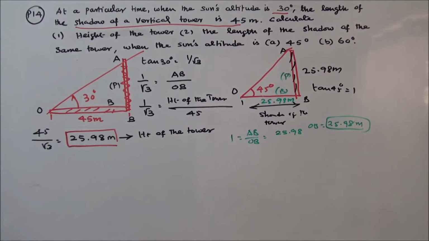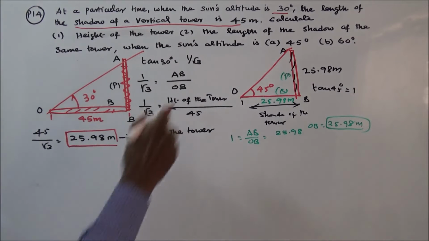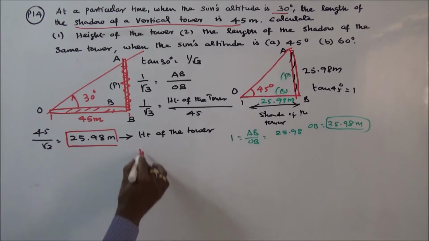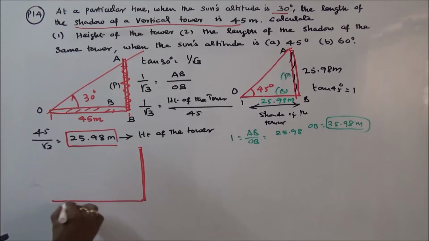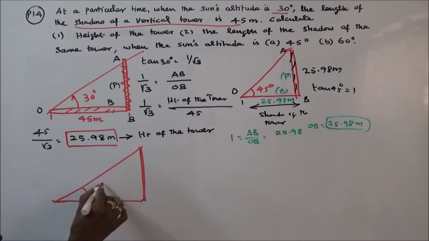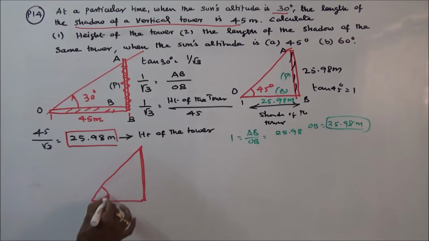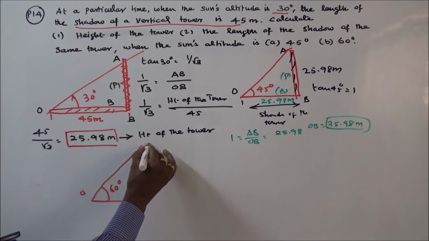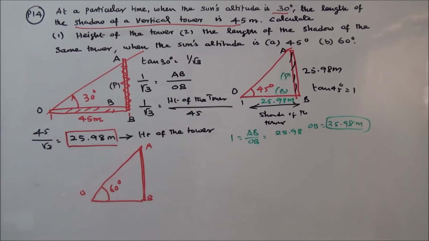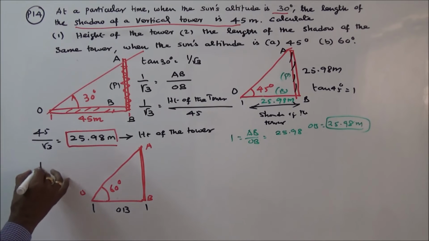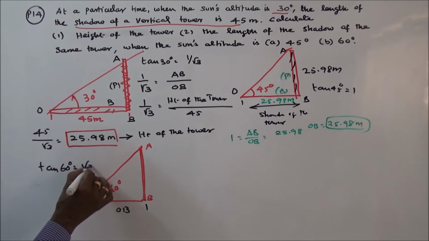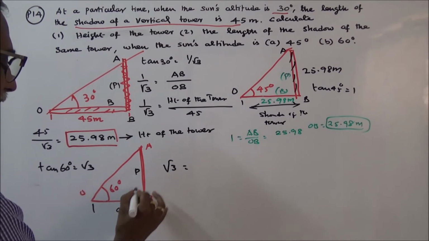The third question: the sun's altitude is 60 degrees. Same, this is the tower, and this is 60 degrees. This is O, this is A, this is B. So tan 60 is equal to root 3. Again we have to calculate OB, the shadow of the tower. So root 3 is equal to perpendicular by base.